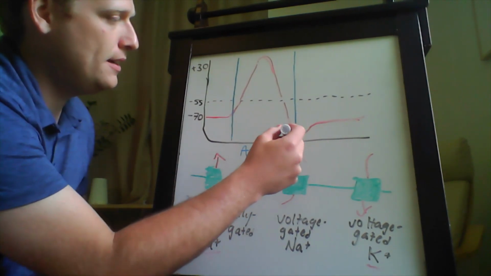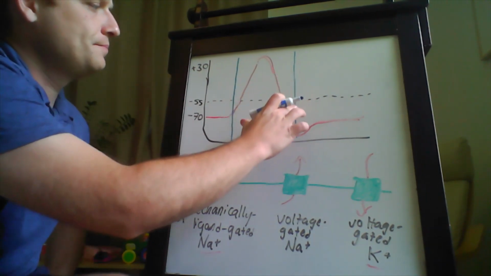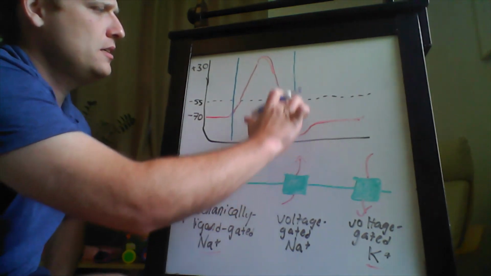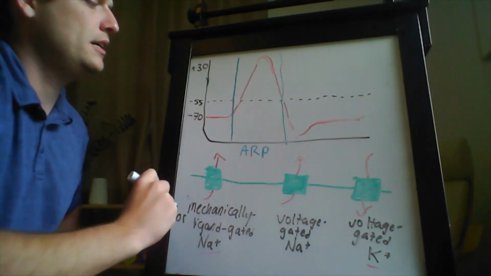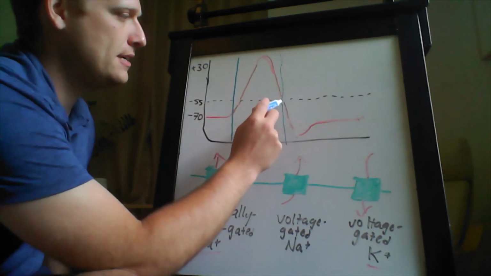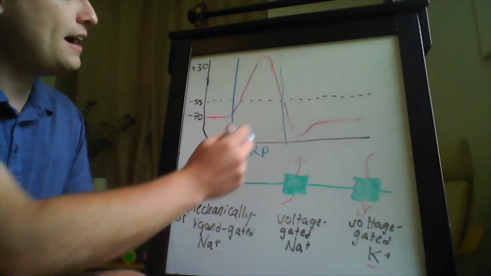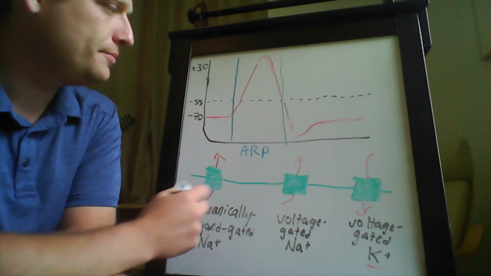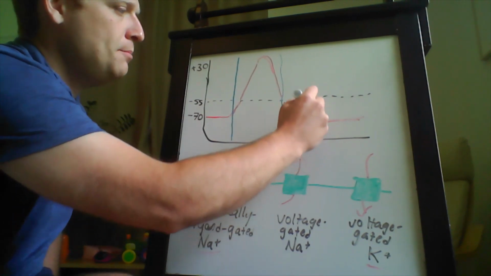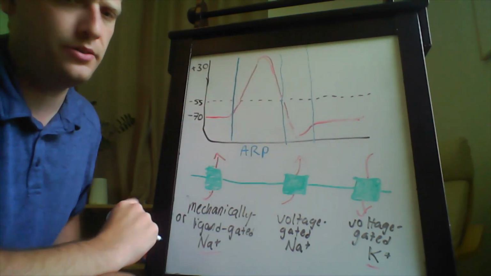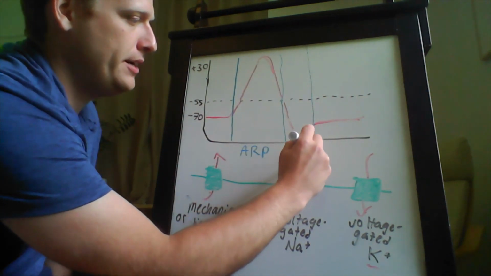Now once the cell has repolarized, I drew my line a little bit off, so the absolute refractory period is going to last up until you get back below the threshold. Now after you've gotten below the threshold, and before you've reached the resting membrane potential, you get a second period called the relative refractory period.